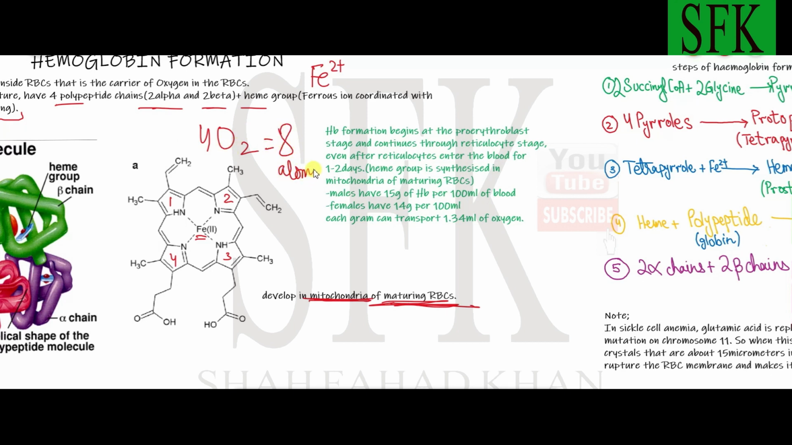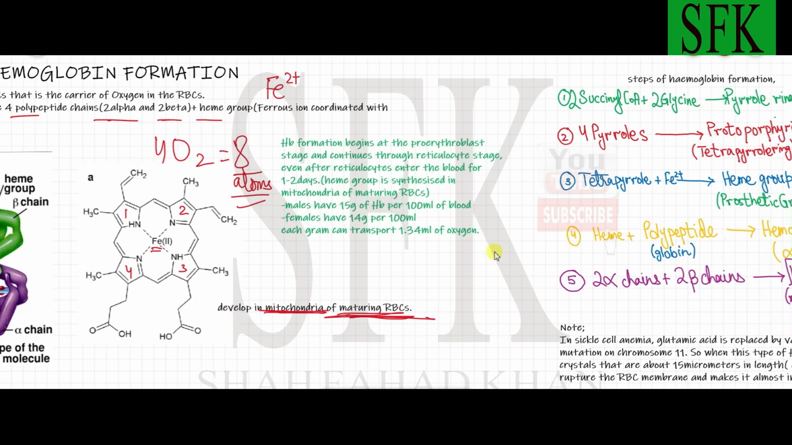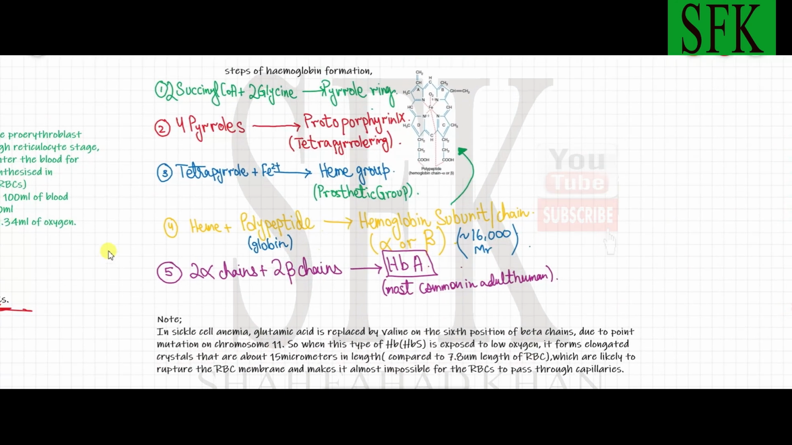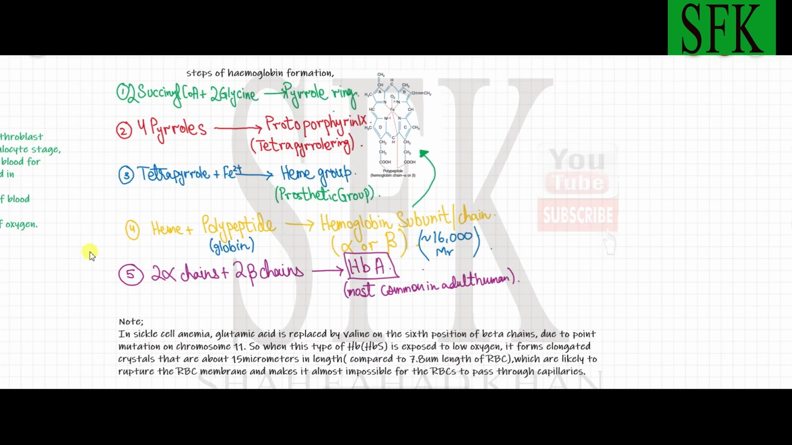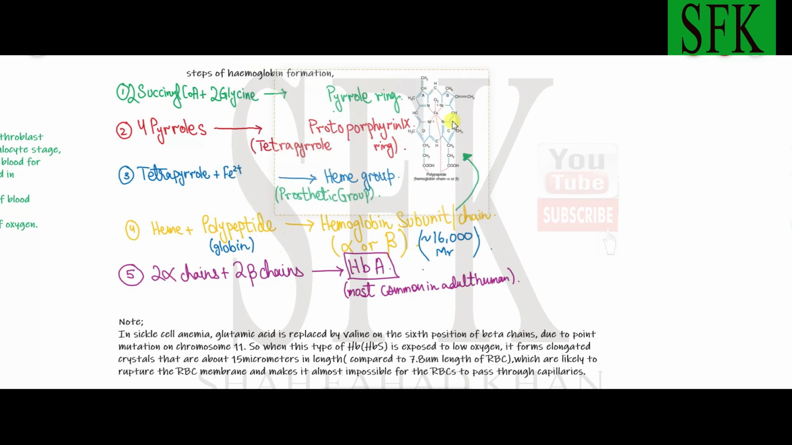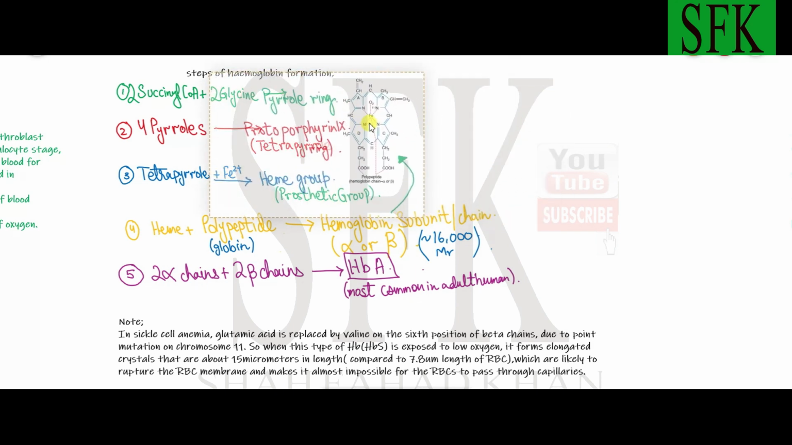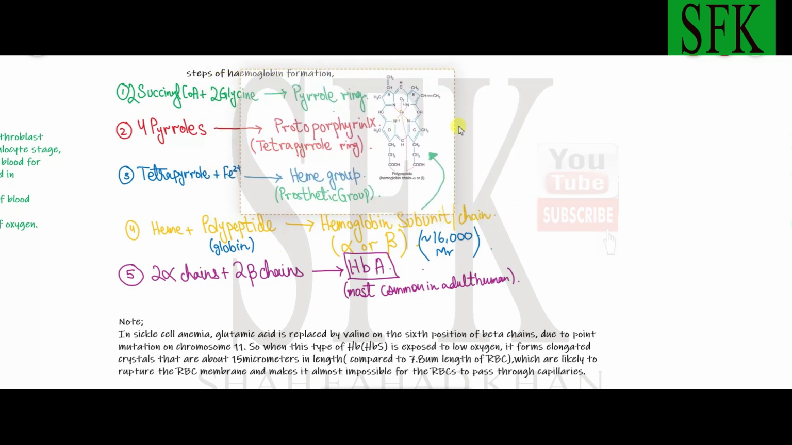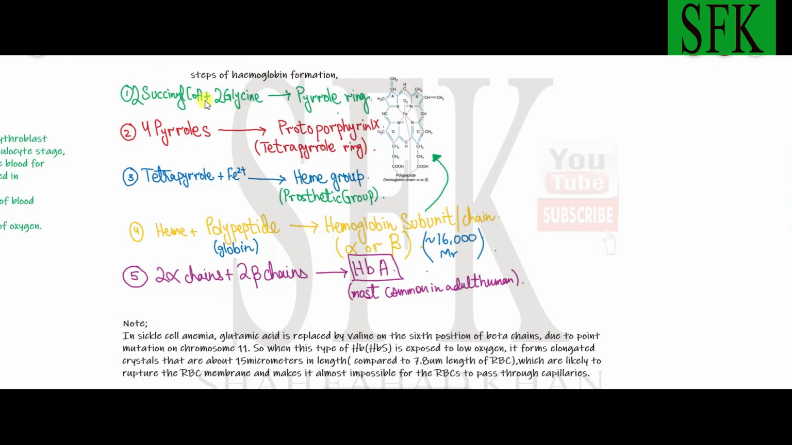8 atoms of oxygen can attach to the hemoglobin molecule at a time. Okay, now let's look at the stages of its formation, the mechanism by which the hemoglobin is formed. This is a bit important, guys, so please do listen carefully. Okay, steps in hemoglobin formation.